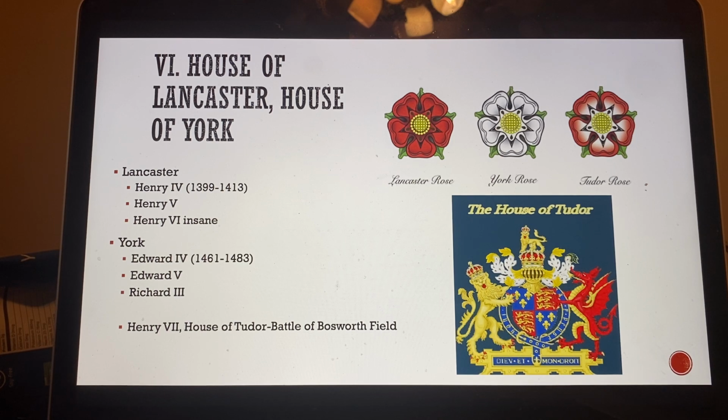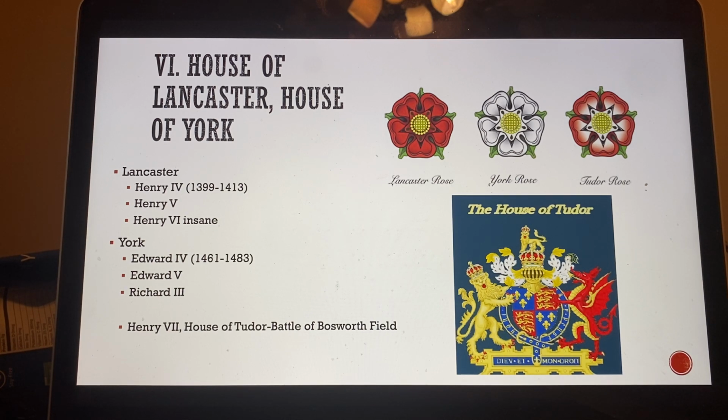So we have Lancaster, where King Henry IV, King Henry V, and then King Henry VI went insane. On to the Yorks. Edward IV, Edward V, and then Richard III. And then came Henry the Seventh. Henry the Seventh, he became the first House of Tudor. Later on, we'll find Henry the Eighth being one of the most famous, his son being one of the most famous rulers of that time, of course.